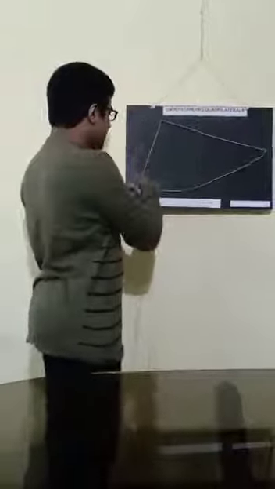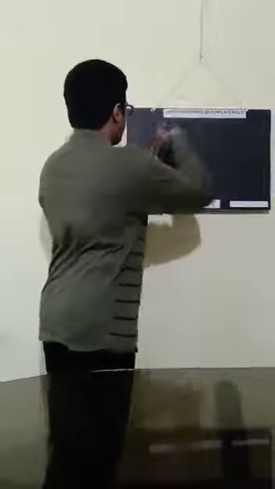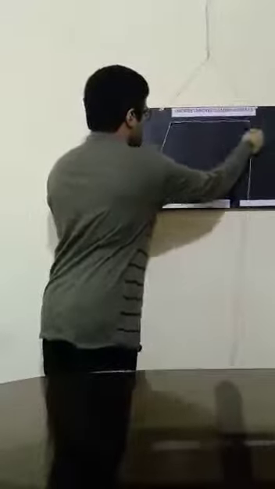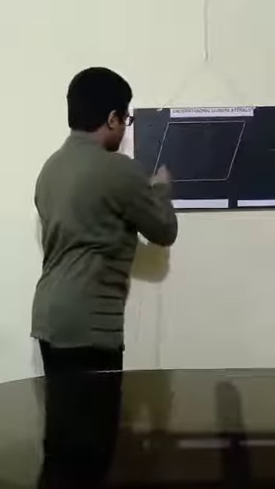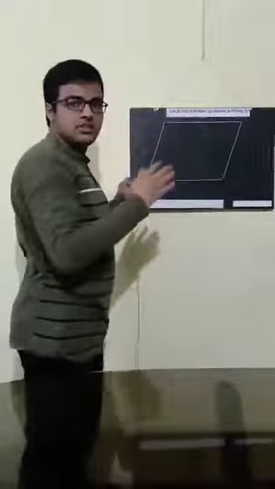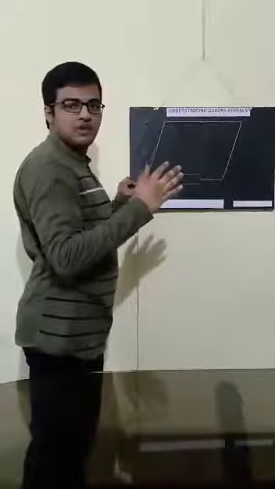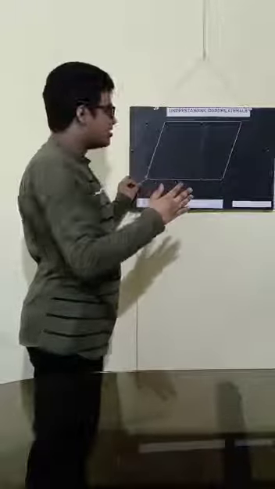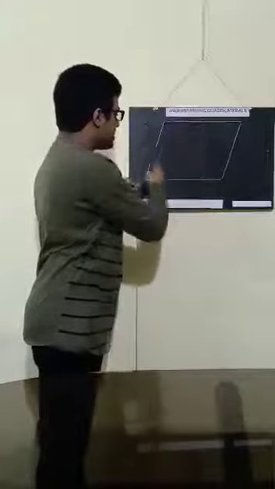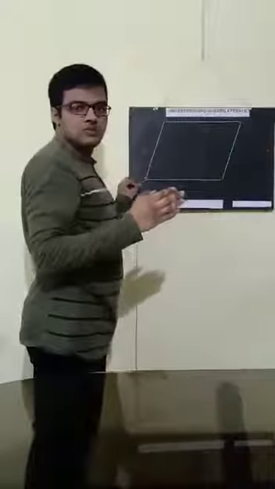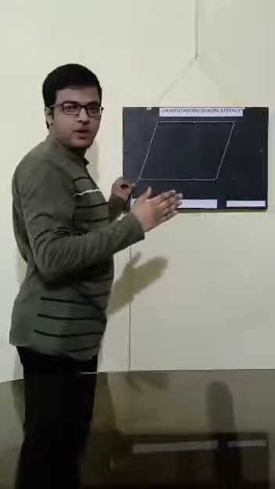To begin with, I'll start with a parallelogram. Now, as the name suggests, it has something to do with parallel sides. A parallelogram is a quadrilateral with both pairs of opposite sides parallel to each other. Now, let us see the properties of a parallelogram.